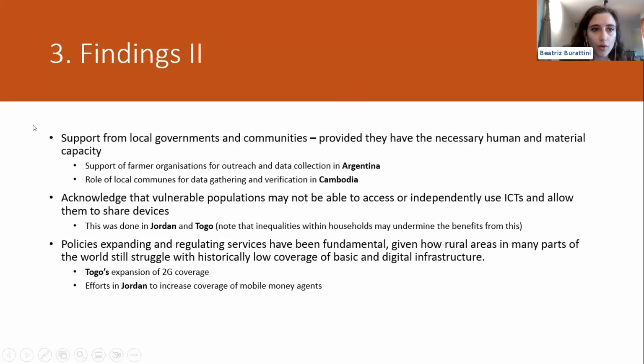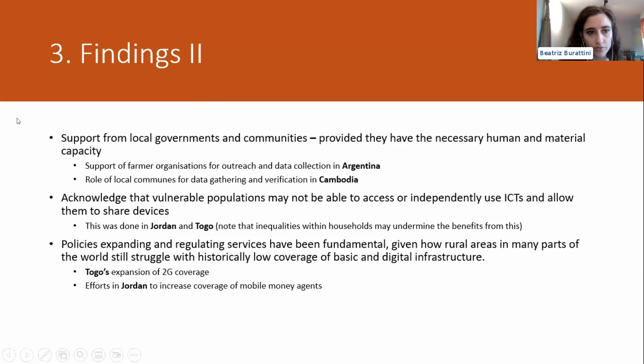Another key takeaway was that support from local communities and local governments can actually be quite useful for the implementation of digital social protection in rural areas. Although that, of course, depends on the capacities among these communities and local government units to actually use those tools, both in terms of human resources and also material resources. So in Argentina, for example, the outreach and intake for the RENAF actually builds on a collaboration with farmer organizations. And in Cambodia, local communes in rural areas actually played a key role for data gathering and verification, and even for peer support when some community members didn't really know how to use the digital tools used in this process.